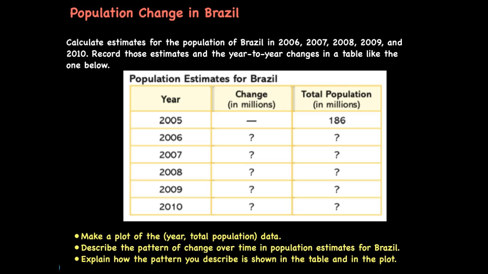And if you're done, if you'd like to, go ahead and make a plot on a graph, either by hand or online, plotting the year and the total population, and then see if you can describe the pattern of change over time and explain how the pattern you describe is shown in both the table and in the plot.